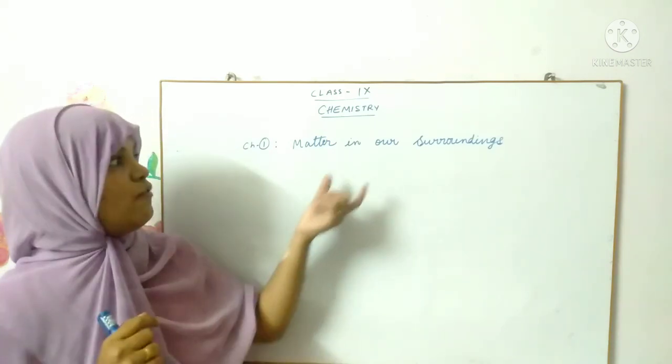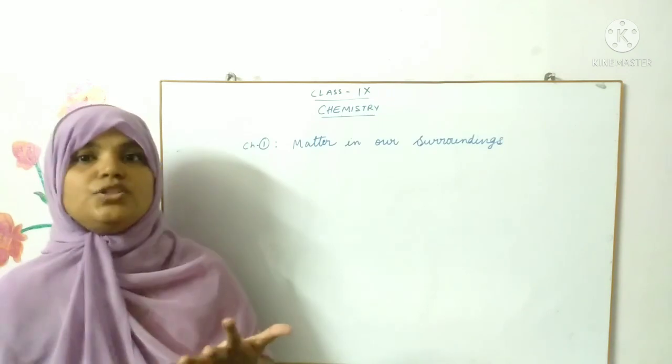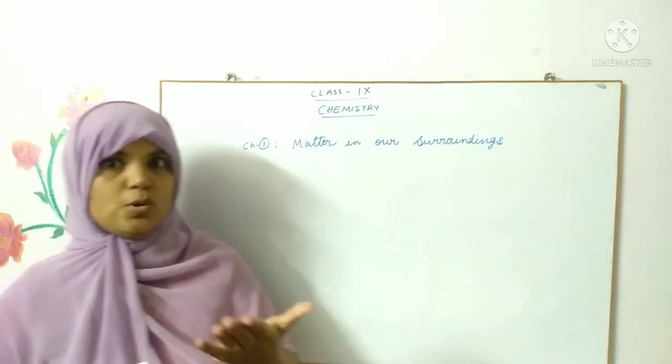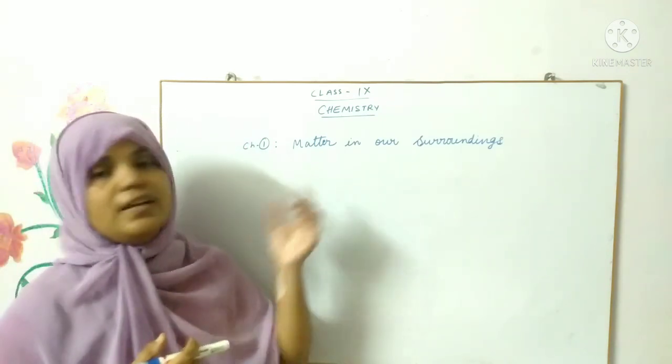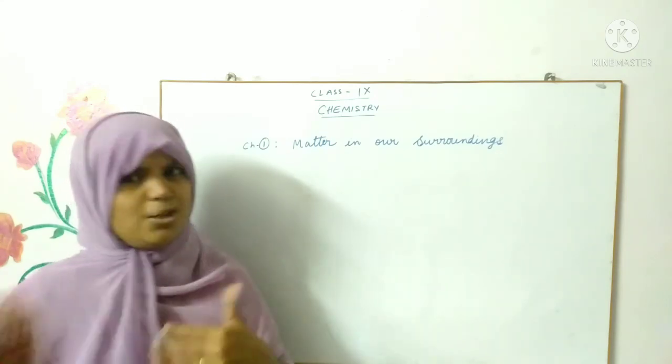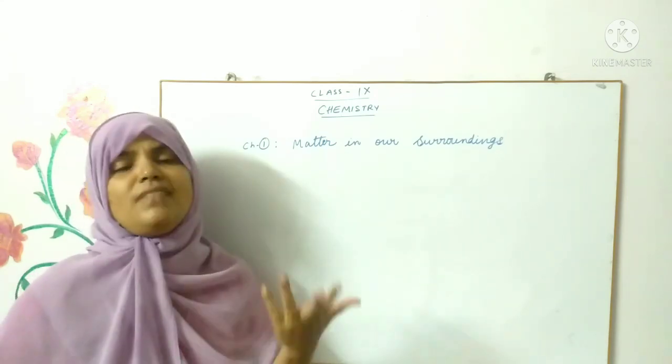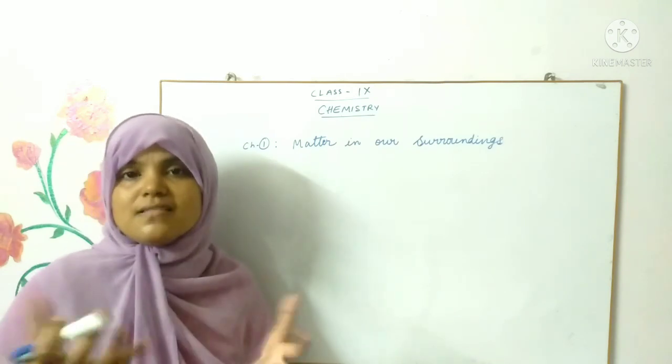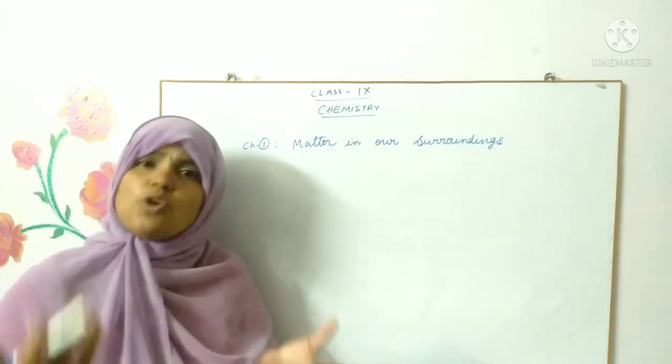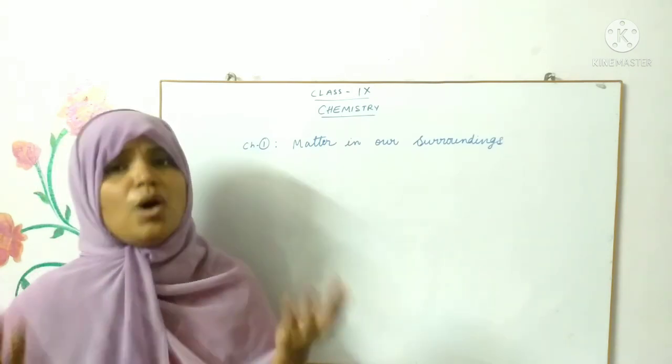As you know, we have already covered many topics from this lesson. If you just recall, we learnt about what is matter. Can you give me the definition of matter? Yes, it's something that has mass and occupies some space. And what is it composed of? It is composed of molecules.